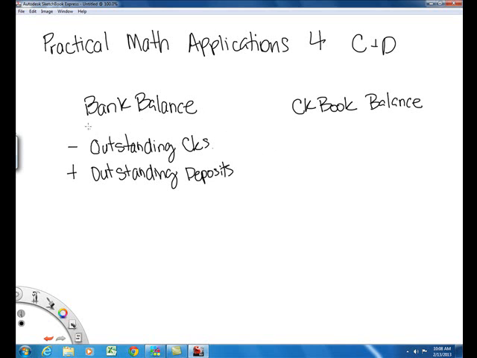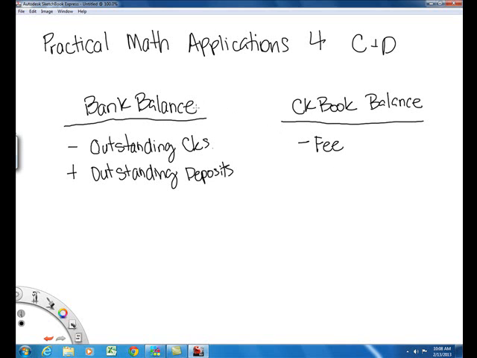Okay. At the same time, the bank also has transactions and things that are happening within the bank that you may not be aware of. For instance, you may have a fee for using a checking account. If you have a fee, the bank balance will have that subtracted already, but you may not have it subtracted on your checkbook. So you'll have to subtract any fees that you have from the bank on your checkbook.